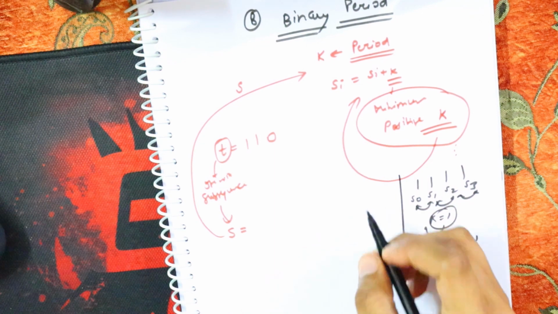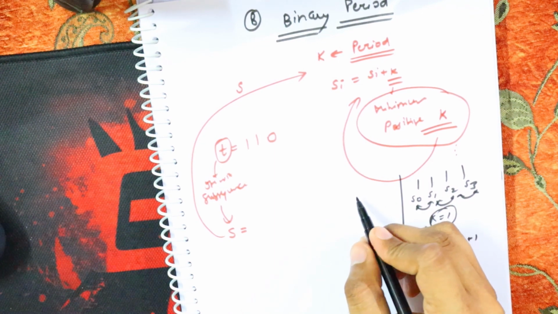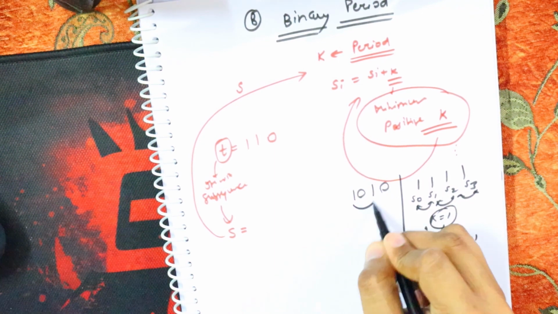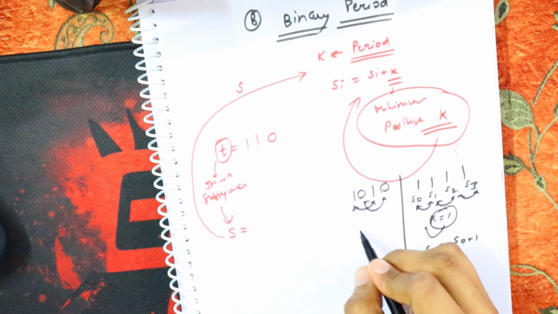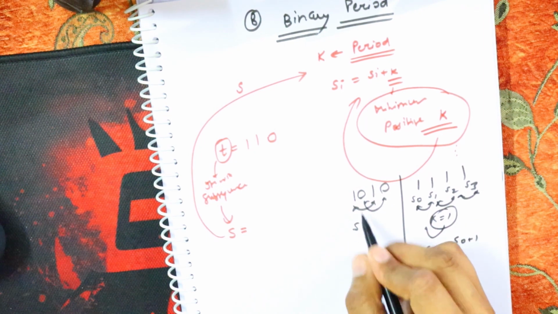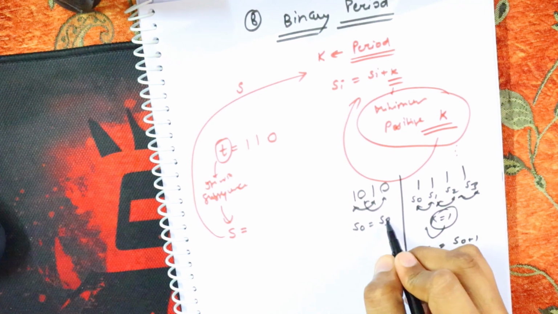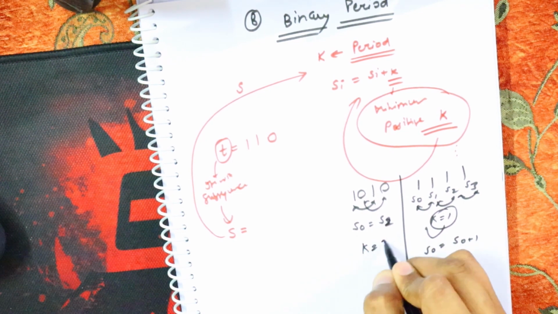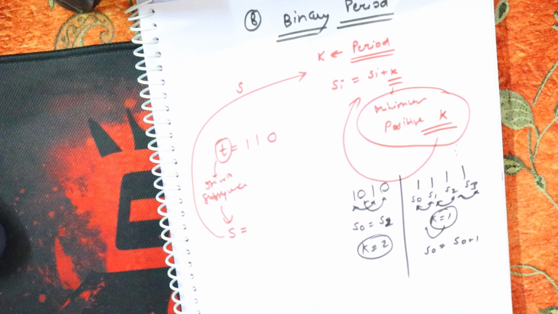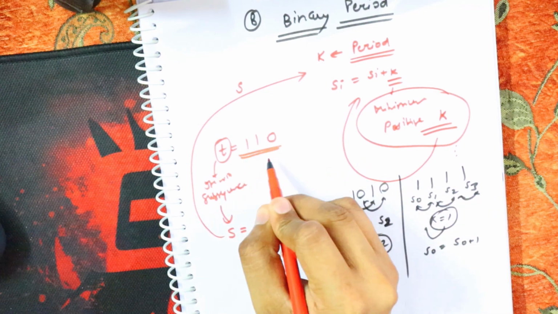Now the next example, let's suppose 1010. Here these are same and these are same. So basically s of 0 is equal to s of 2. So basically here k is 2. Now as you can see, you have a string t.